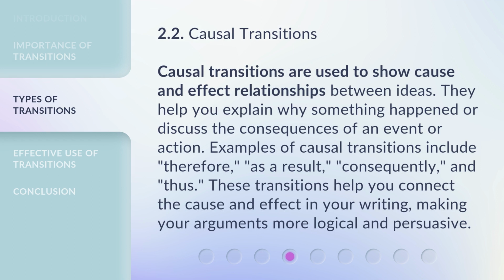2.2. Causal transitions. Causal transitions are used to show cause and effect relationships between ideas. They help you explain why something happened or discuss the consequences of an event or action. Examples of causal transitions include therefore, as a result, consequently, and thus. These transitions help you connect the cause and effect in your writing, making your arguments more logical and persuasive.